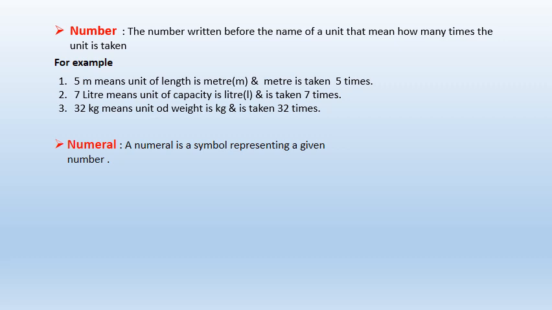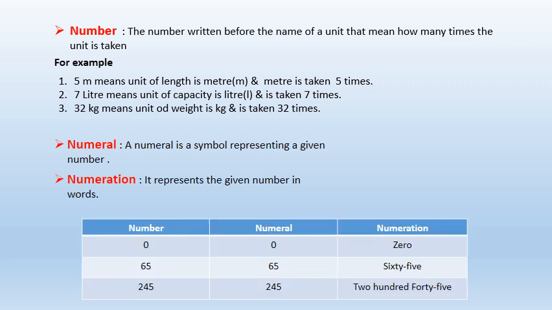What is numeral? Numeral is a symbol representing a given number. Whatever numeral is given, that only represents the given number. And numeration represents the given number in words. For example, the number here is 0, so it is represented in numeral as the same number 0, and in numeration we write down in words, zero, Z-E-R-O.